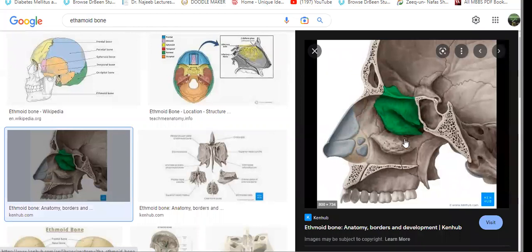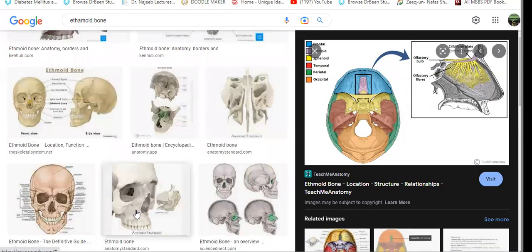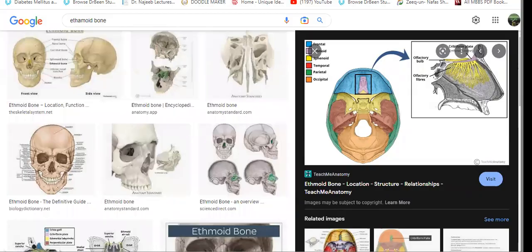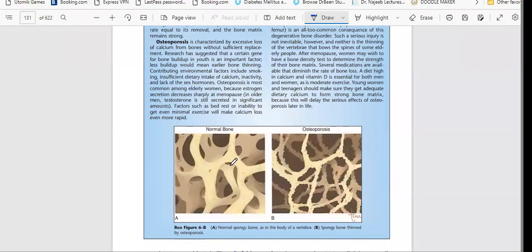This green part, you can see that is the ethmoid bone. Basically, it is nearby our nasal cavity. So these are the things you have to remember in the cranial bones.